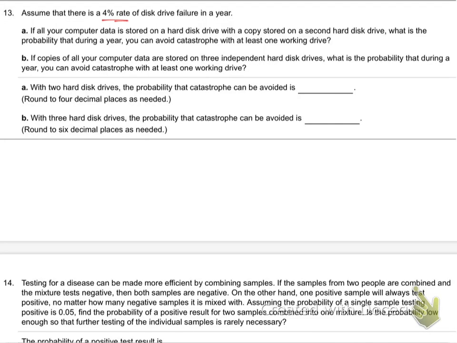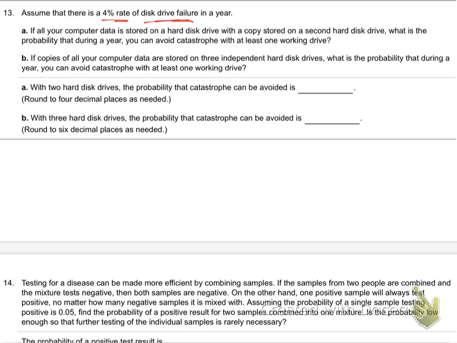Now, there is a 4% rate of disk drive failure. I don't know if that's true or not. Do you ever have your hard disk in your computer just crash? Everything's online now, huh? We just all store everything online. That's nice. If you have a bunch of stuff on a hard drive, and there's a 4% chance of failure in a year.